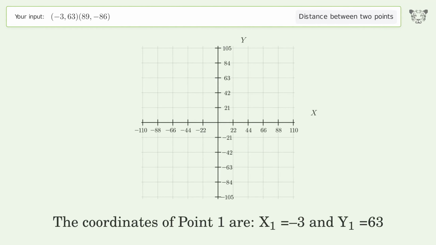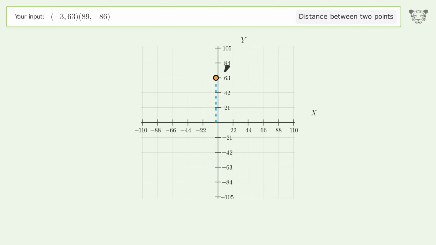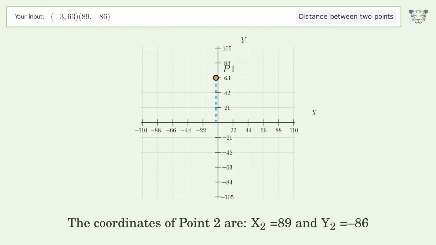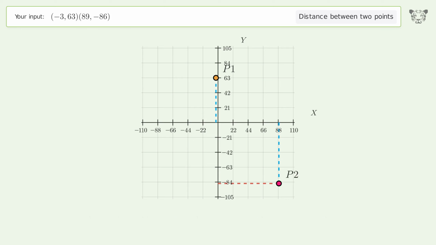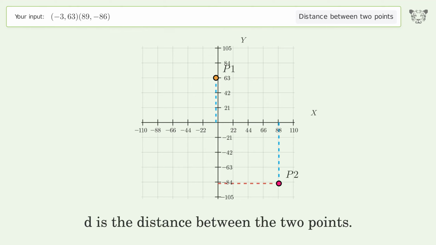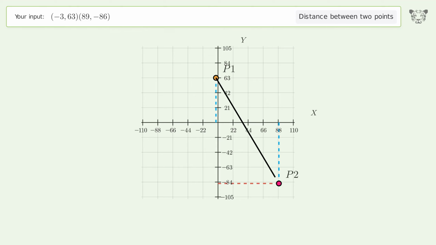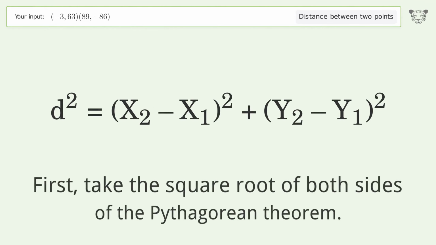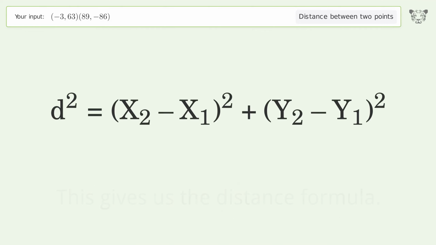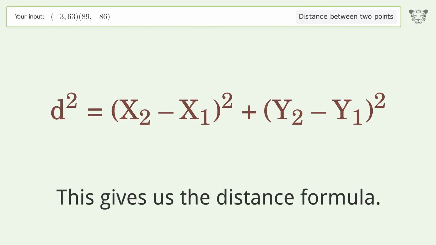The coordinates of point 1 are, x1 equals -3 and y1 equals 53. The coordinates of point 2 are, x2 equals 89 and y2 equals -86. D is the distance between the 2 points. First, take the square root of both sides of the Pythagorean theorem. This gives us the distance formula.